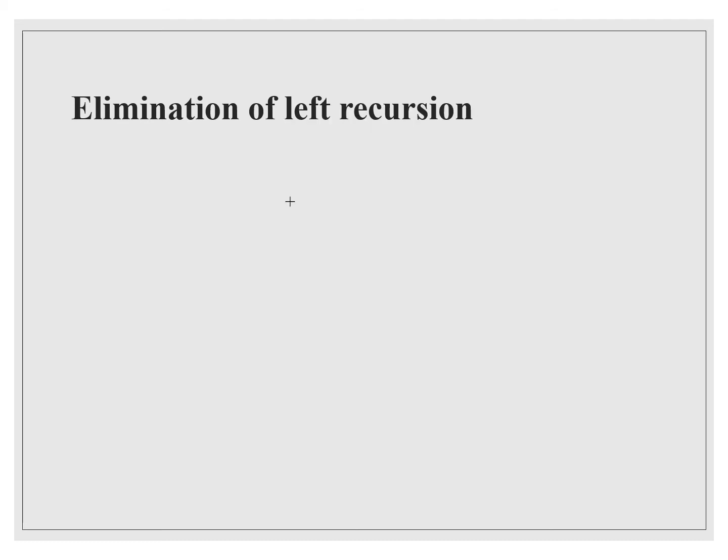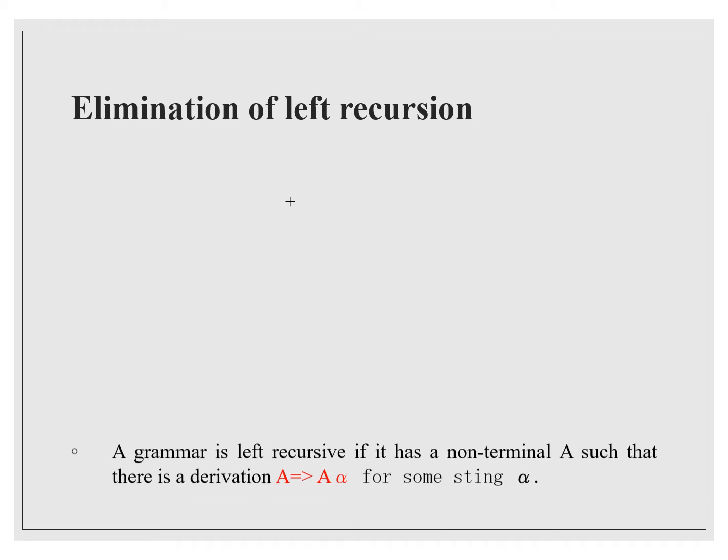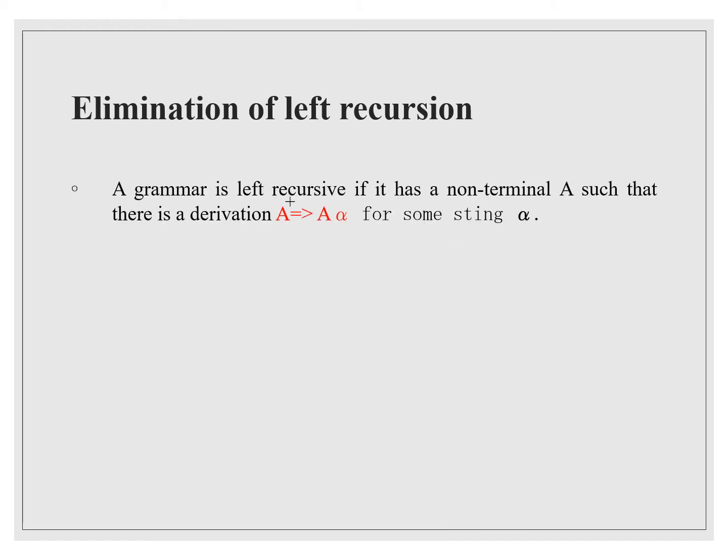Elimination of left recursion. Top-down parsing methods cannot handle left recursive grammar. Therefore, a transformation is needed to eliminate left recursion from the grammar. So how do we say the grammar contains the left recursive property? Let us consider this definition. A grammar is left recursive if it has a non-terminal A such that there is a derivation A derives A alpha by application of one or more times. Plus stands for one or more times. So we have on the right hand side A alpha for some string alpha.